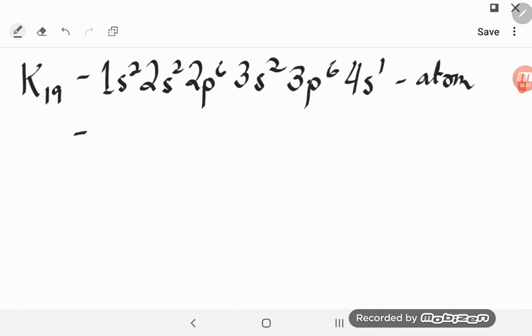Now, if you are asked to write the electronic configuration of potassium as an ion, you are going to write this one.